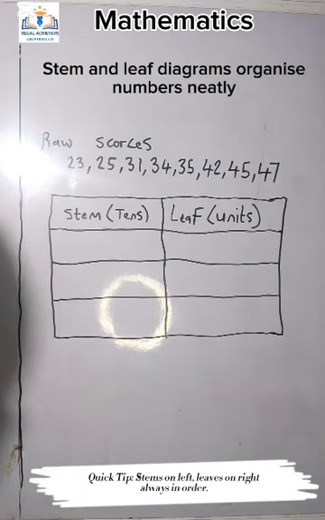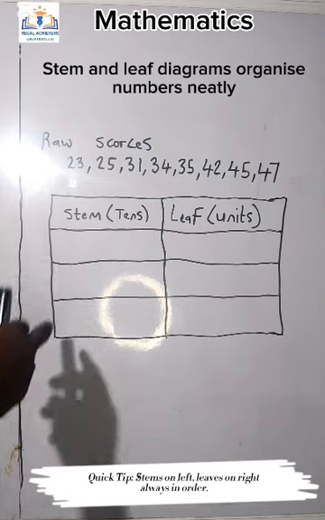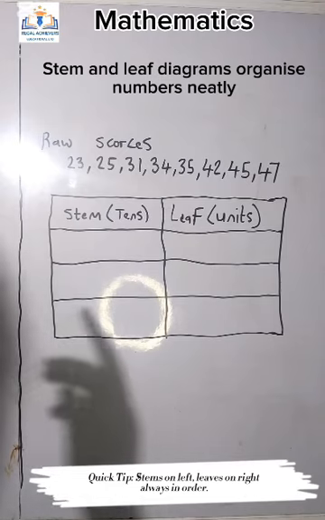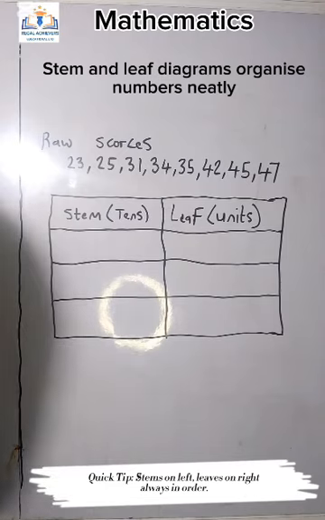In this class, we'll be looking at stem and leaf diagrams. Now, we have some rough scores here. For your stem, you check the tens digit, and for your leaf, you check the units.